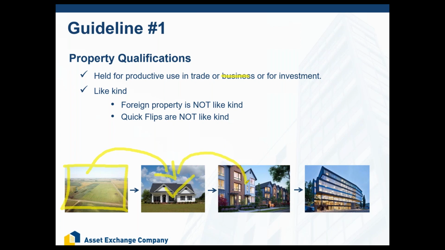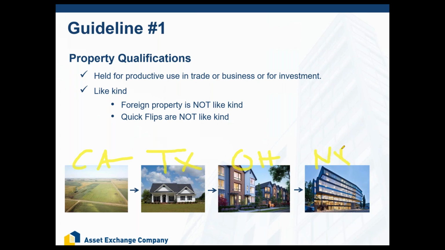If you want to sell a rental home and buy an apartment building, that qualifies. And if you want to sell an apartment building and buy an office building, that works as well. So the like-kind requirement within the 1031 exchange rules is very, very broad. You can sell land in California and buy a rental home in Texas. You could sell in Texas and buy in Ohio. You can sell in Ohio and buy in New York.